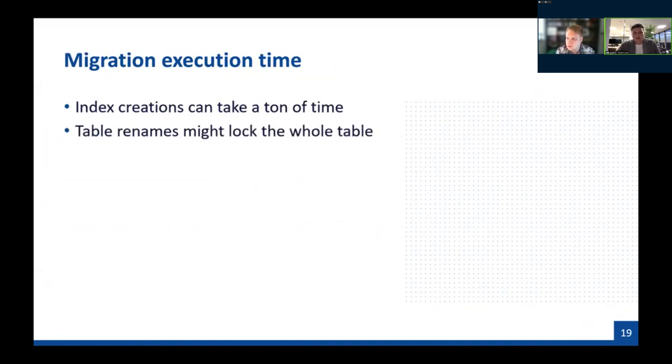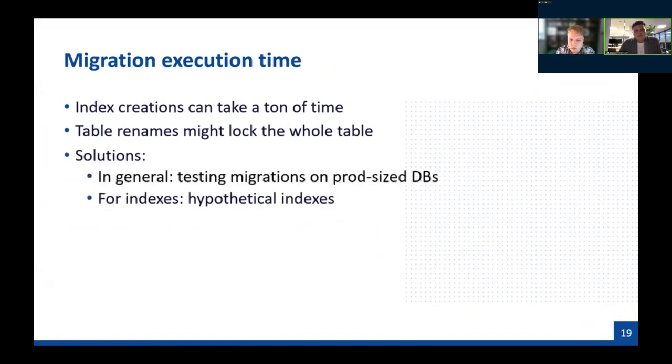And even things like table renames might lock the whole table, which can cause availability problems in prod. General advice here is to always test migrations on prod-sized data, at least if you have potentially long operations like index creation. I know it's not always possible to have access to, for example, a copy of the prod DB, but at least you should strive to create similar sized test databases that you can test your scripts against.